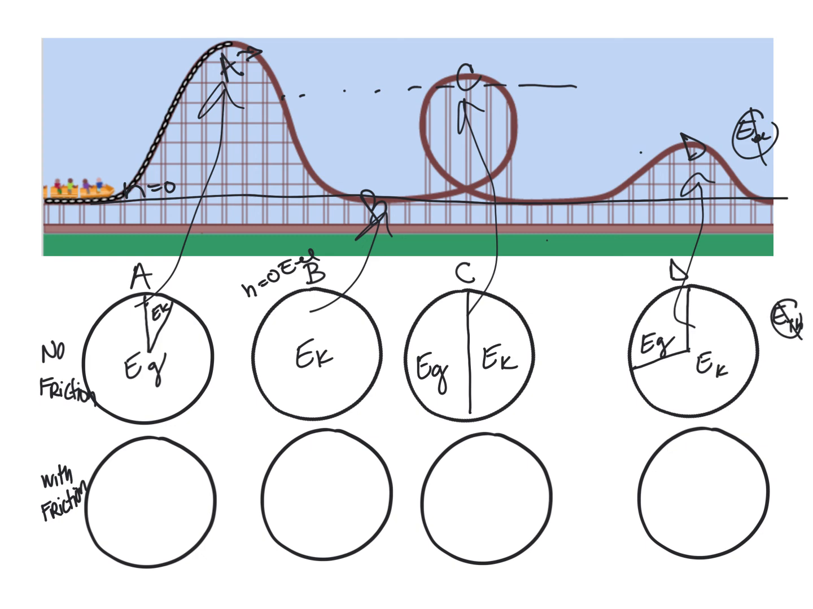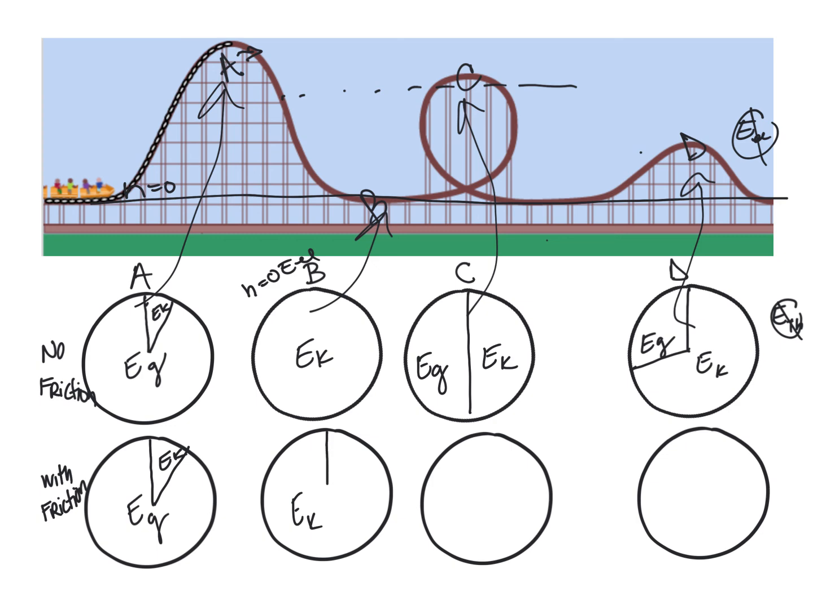When I add friction into this example, it won't change anything about the first pie chart because we never include friction in the first pie chart. We're going to just have what we start with. So we'll start with gravitational and kinetic, mostly gravitational. But then everywhere else along the track, as that roller coaster is rubbing against the track, it's going to be creating heat. So when it gets to position B, it's going to be mostly kinetic because it's going really fast and all of the gravitational will have converted into kinetic.